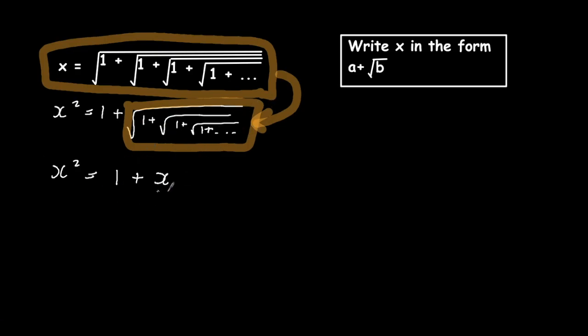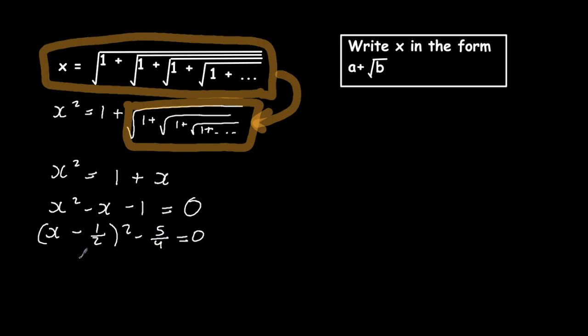And now I have a quadratic that I can solve. I bring it over to the other side, x squared minus x minus 1 is equal to 0, and I'm going to use the completing the square method, but you could also use the quadratic formula. And bringing it over to the other side, I get x minus a half squared is equal to 5 over 4. Now I have to be very careful here, because when I square root something, I get plus or minus. Which one is it going to be? Well, we'll find out.